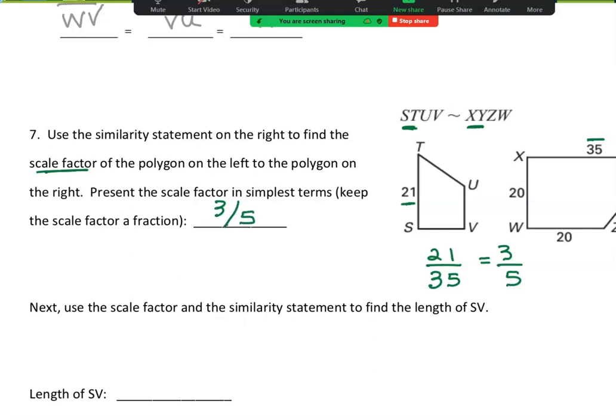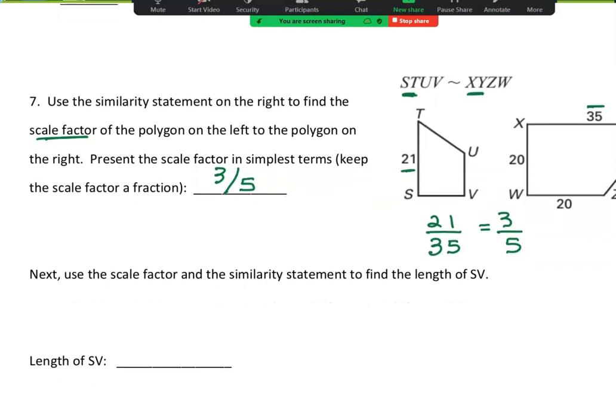Next, use the scale factor and the similarity statement once again to find the length of SV. Okay, so SV is to what? SV is first and last. So that means it's XY, XW. That's going to equal 3/5. Now, I don't have a value for SV. I'm looking for that. But do I have a value for XW? And yes, I do. So I can do the following.